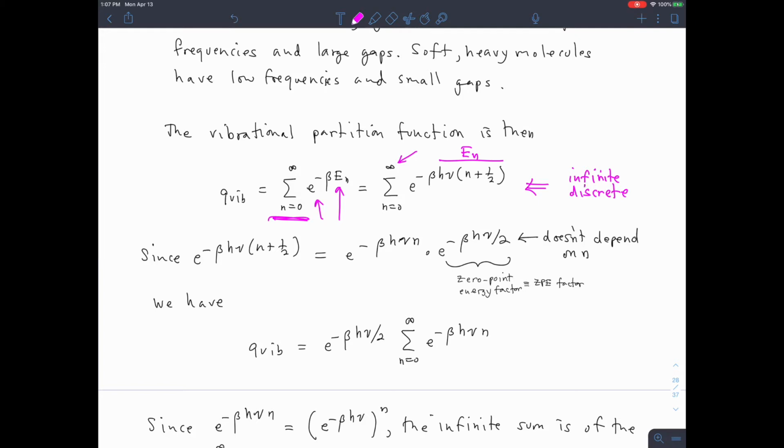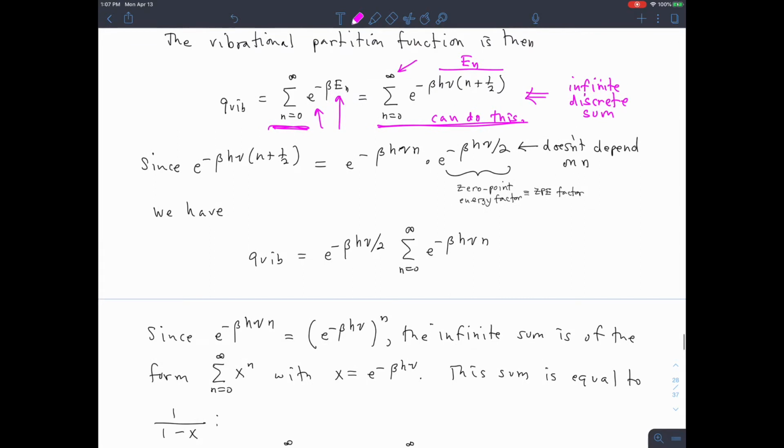And in the last two cases, we couldn't do the discrete sum. We had to make an approximation, a high temperature approximation, and turn that discrete sum into a continuous integral. But in this case, we can do the sum. This is one we can do. And so let's see how we do that.